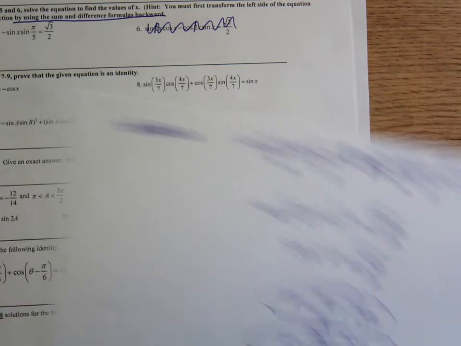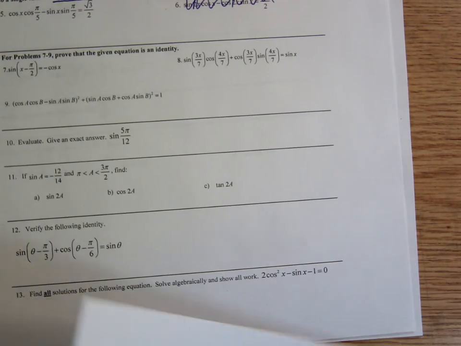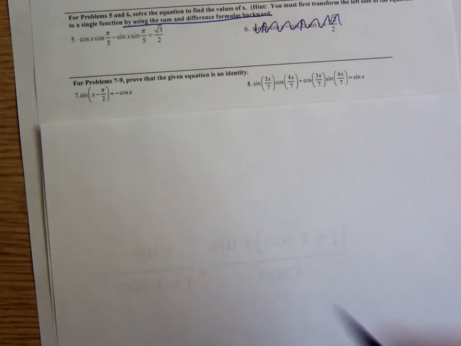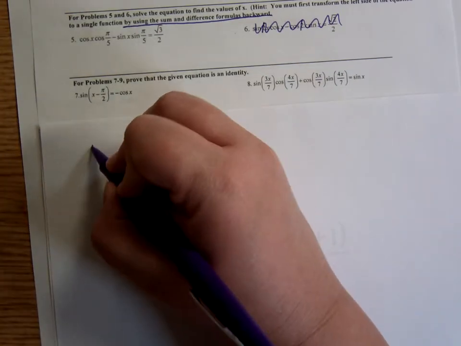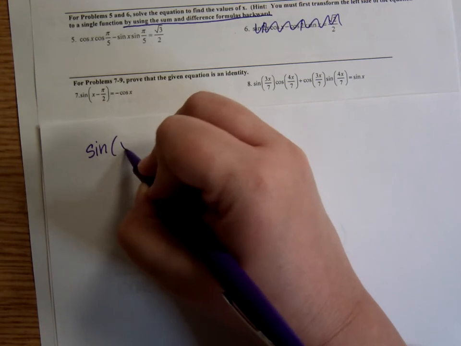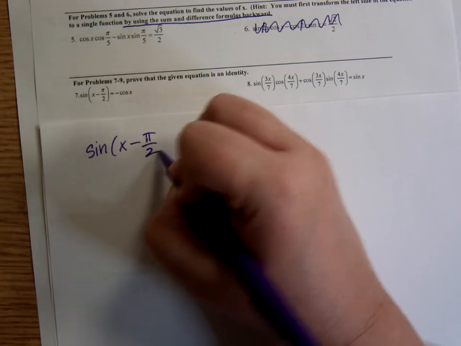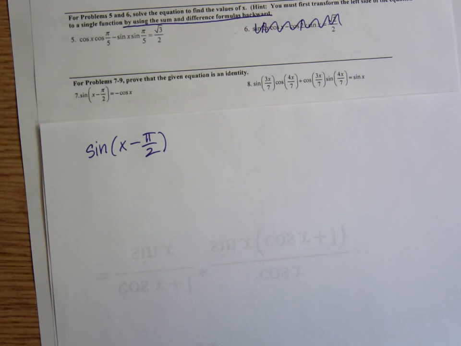All right, number 7. Prove that the given equation is an identity. In other words, you're verifying an identity here. You're showing that this is true. So you've got to start with one side, and I'm going to start with the more complicated looking side here. And the first thing I want to do is just write that side. Don't write the other side.